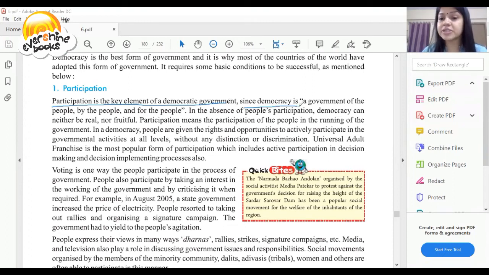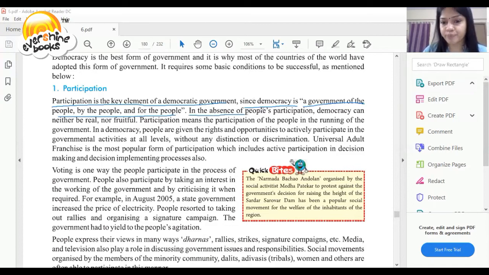Democracy is a government of the people, by the people, and for the people. Again, this is a very important definition. What is democracy? The answer is, democracy is a government of the people, by the people, and for the people. Logo ki government, logo ke dwara, aur logo ke liye. Kya kehlati hai? Democracy kehlati hai. So, this is a very important definition of democracy.